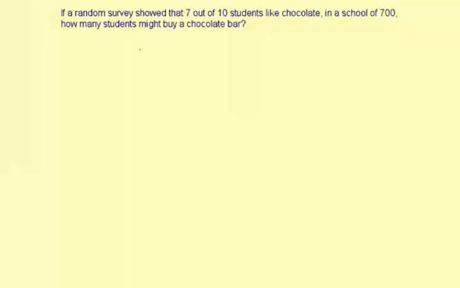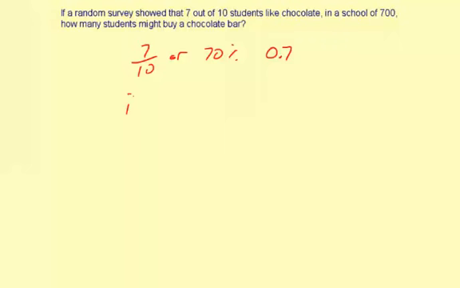So let's look at the 7 out of 10. Really, that's 7/10 or 70%. Or if it's unitized, it's 0.7. You can use either one of these rates to compare and figure out the ratio out of the 700. So you could use the part to whole or is over of percent proportion.